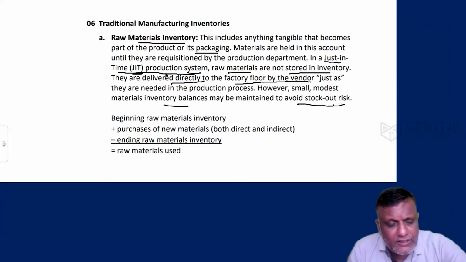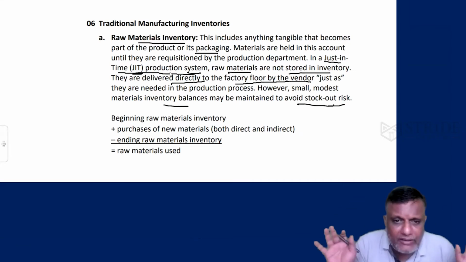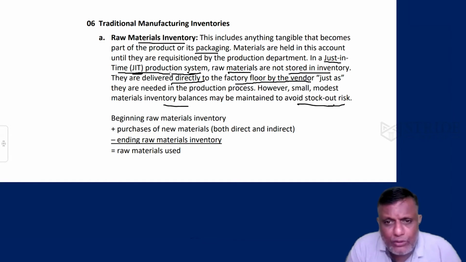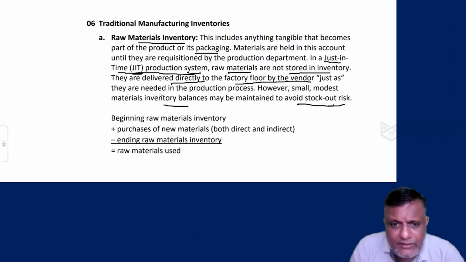So if 10 o'clock production starts, at 9 o'clock the vendor will supply to your factory. That's it. There is no storekeeper required. There is no raw material inventory required. Okay. Just come back to raw material inventory.